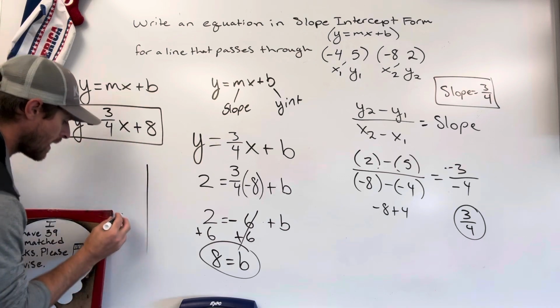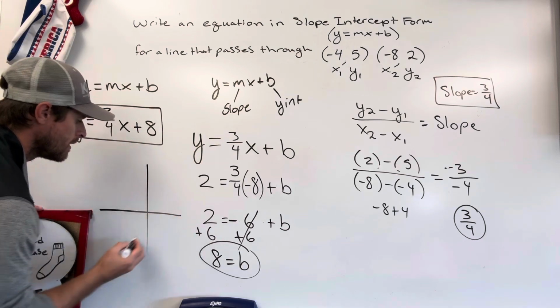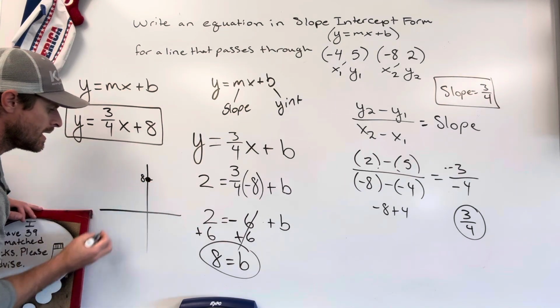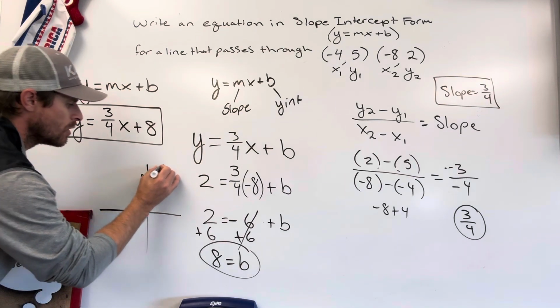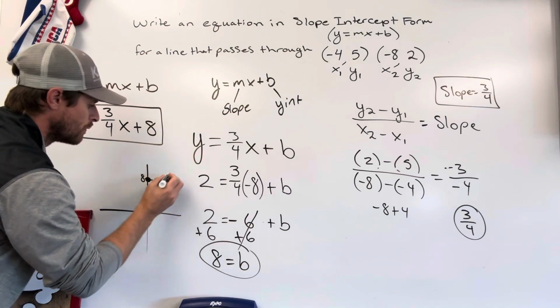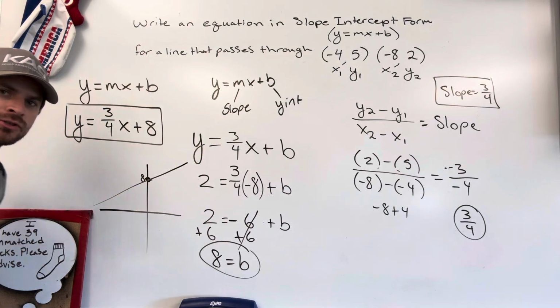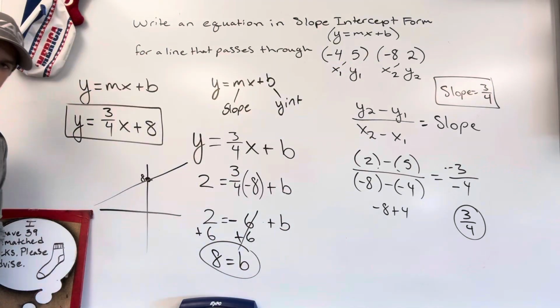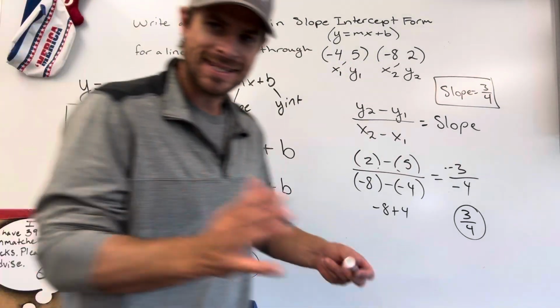So I'm now going to graph exactly what we just talked about. I would say 8 right about there. I'd have a dot here, and this would be going up 3/4, up 3/4. We would have a line just like you saw when we originally drew it out and plotted the 2 points. Okay, hopefully this makes sense.